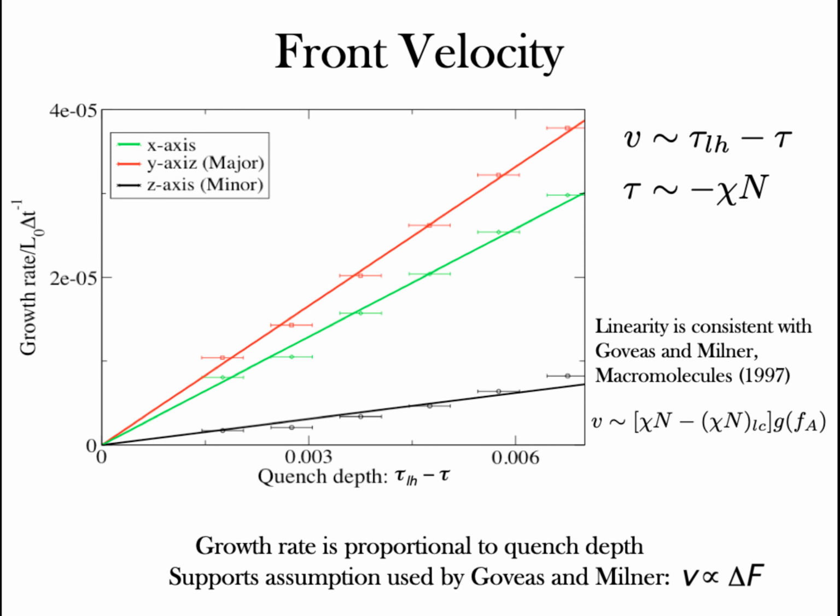If we repeat this procedure for different quench depths and we plot the resulting growth front velocity versus quench depth, we find a linear relationship. This is consistent with previous predictions by Goveus and Milner. The linearity reflects the fact that the growth is driven by the difference in free energy between the phases, which is linear for shallow quenches.